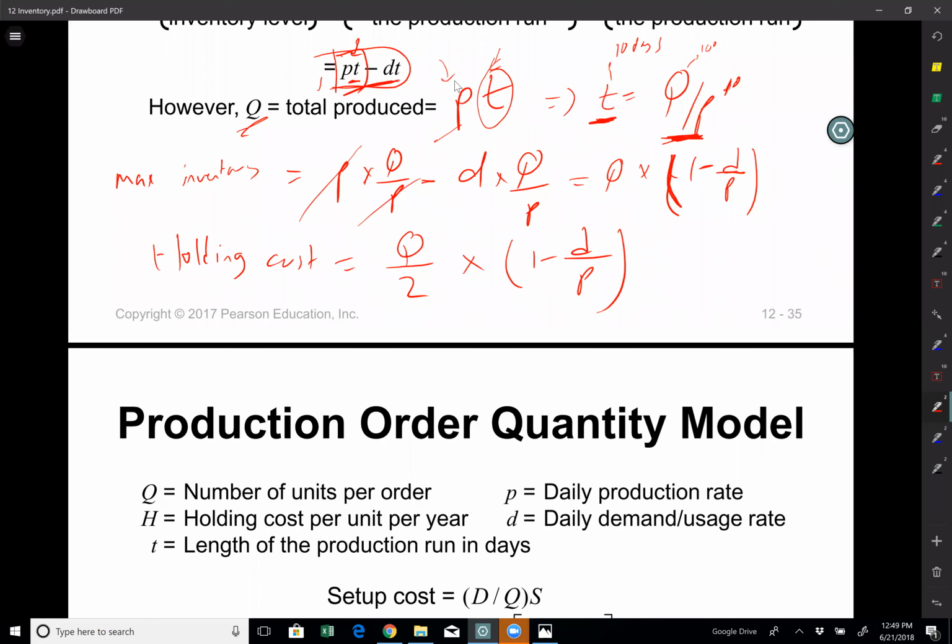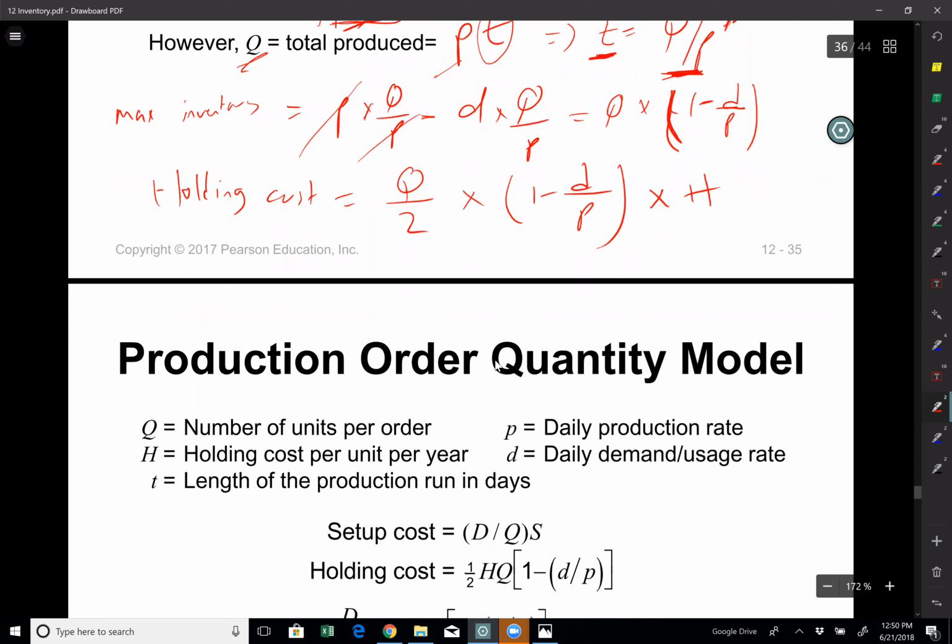So we were talking about economic production quantity models, EPQ, and we calculate holding cost. Here we say that Q over 2 times (1 minus D over P) is the average inventory. Again, the maximum inventory divided by 2 will give me the average inventory. So if I want to calculate the holding cost, of course, I need to multiply this value by the holding cost rate per year. Okay.